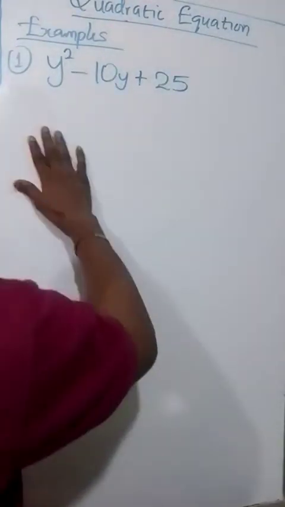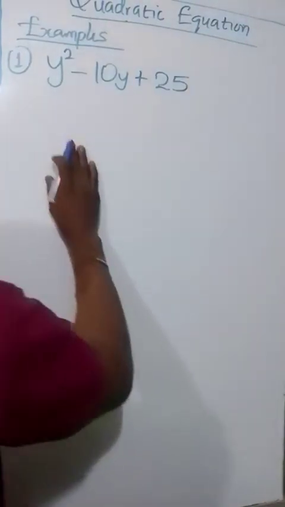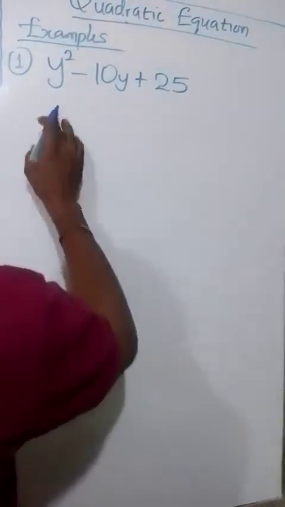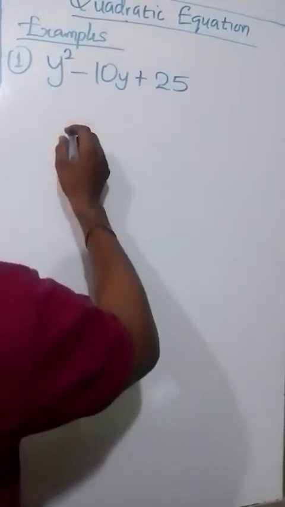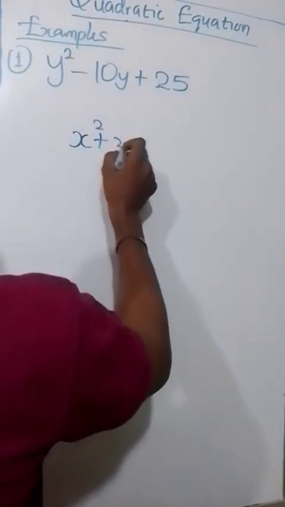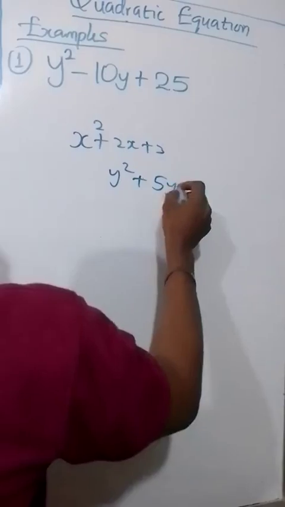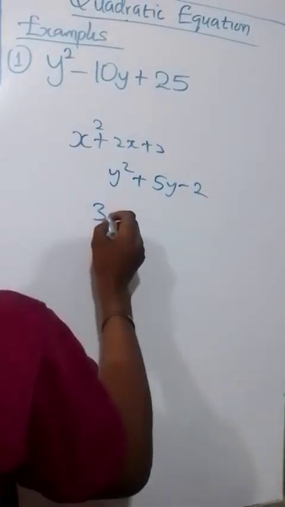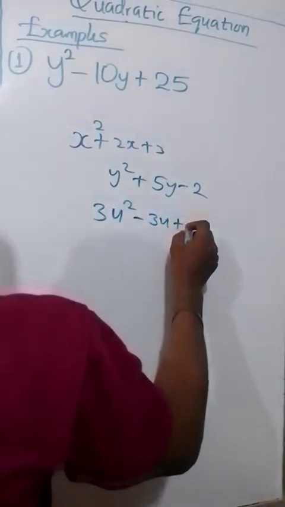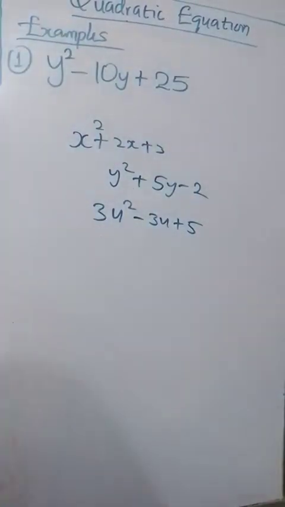All right, quadratic equations are equations in which the variable has a square. Let's say, for example, you have x squared, y squared, x squared plus 2x plus 3, y squared plus 5y minus 2, 3u squared minus 3u plus 5. So these are examples of quadratic equations.